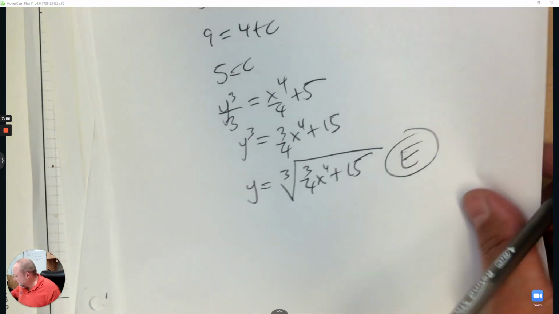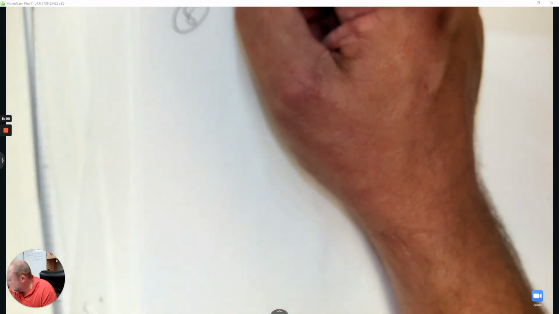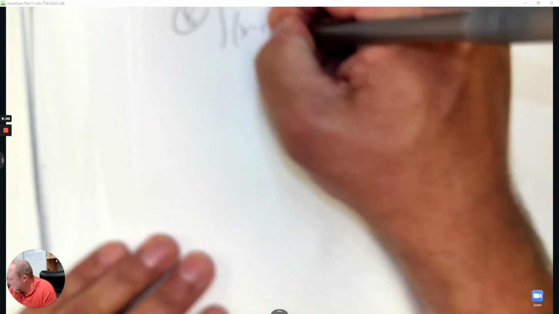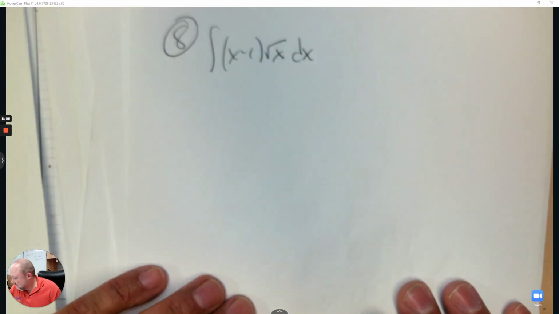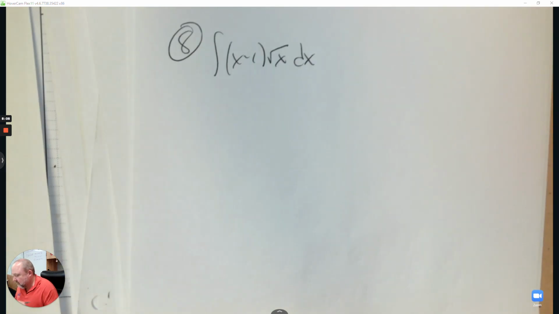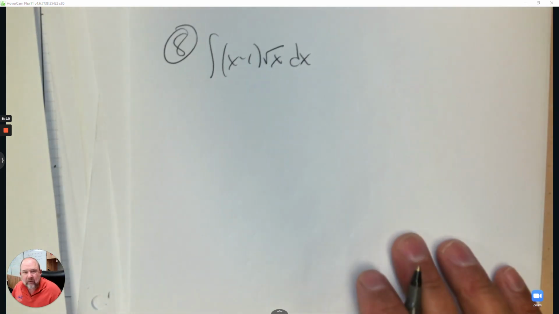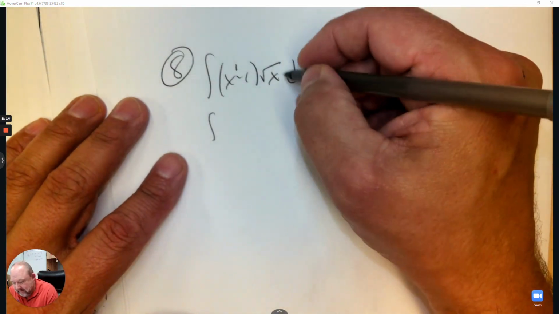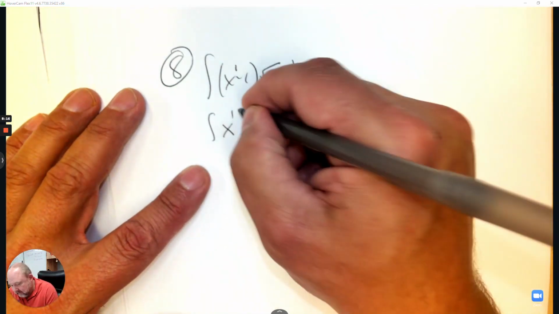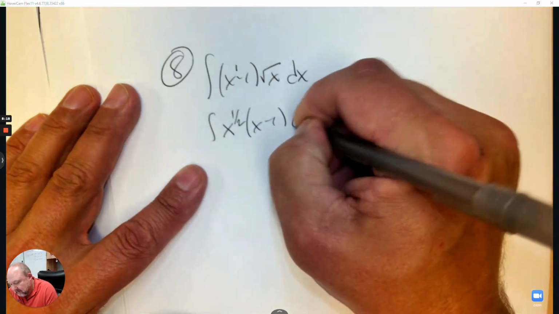Okay, let's do the next one, number 8. I'm just going to write it down here. So for number 8, we're integrating x minus 1 times the square root of x dx. This feels like I'm going to distribute. So I'm going to multiply this. So this is like x here. Let me rearrange it. It's like x to the 1/2 times x minus 1.